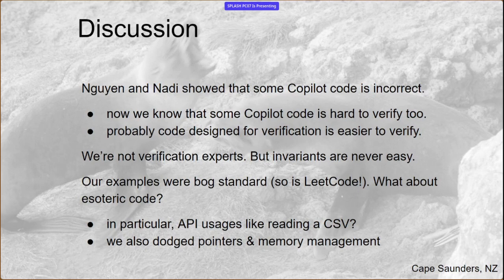Of course, we're not verification experts. The students took a course in verification, so they managed to do some things and not others. Other people might do a better job than we did. One of the review comments was: what about more esoteric code, or code that calls APIs? This is just LeetCode examples. What if you had specific code? Would that be easier to verify or not? We don't know. We also cleverly dodged pointers and memory management by using Python code as opposed to Java code with references.